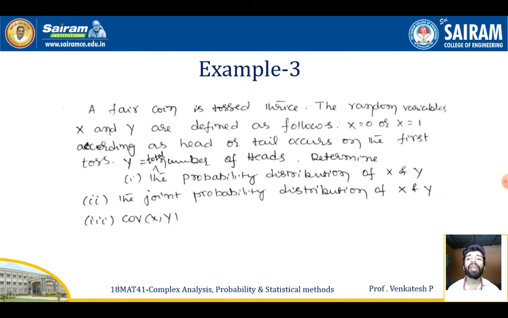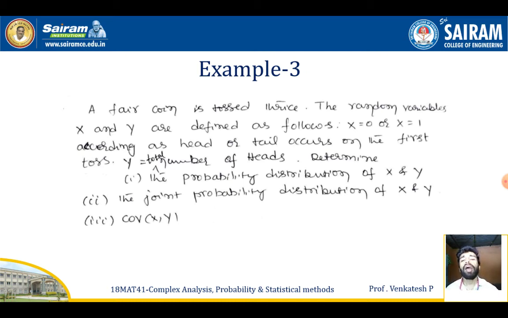One more example, a coin is tossed thrice. The random variables X and Y are defined as follows. X will be equal to 0 or X is equal to 1 according as head or tail occurs in the first toss. It means that the value of X will be 0 if toss 1 is head, and the value of X will be 1 if toss 1 is tail. And Y denotes the total number of heads. So if 3 heads are there, the value of Y will be 3. If 2 heads, the value of Y will be 2. Find the probability distribution of X and Y, the joint distribution of X and Y, and the covariance of X and Y.